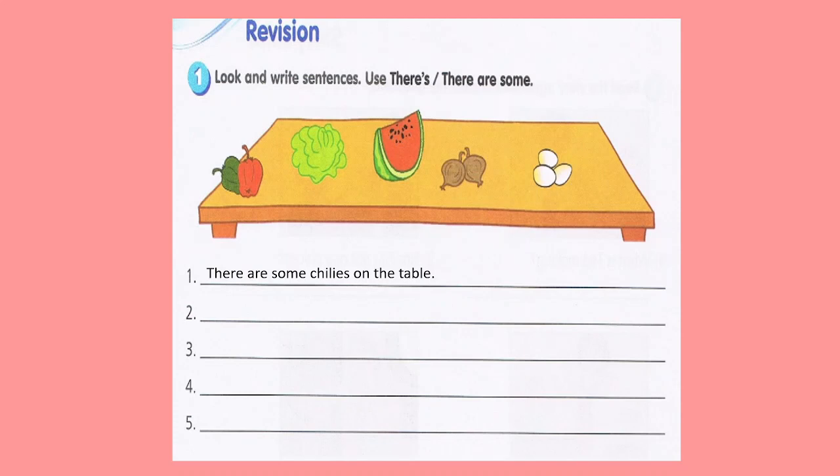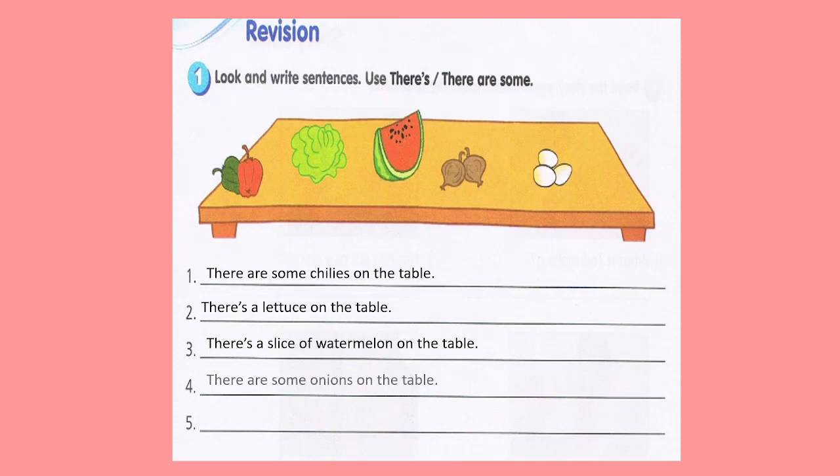There are some chilies on the table. Second answer. There's a lettuce on the table. Third answer. There's a slice of watermelon on the table. Fourth answer. There are some onions on the table. And the final answer is there are some eggs on the table.